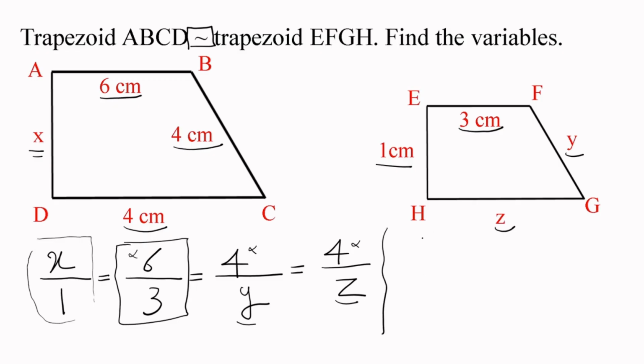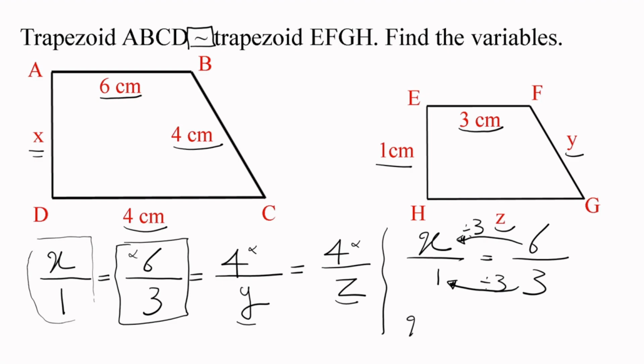Okay, what do I have? X over 1 is equal to 6 over 3. I'm going to get help from the mental method. As you can see, there is a relationship here, and this denominator is divided by 3, so I can realize that this 6 must be divided by 3. So x is equal to 6 divided by 3, which is 2 centimeters.